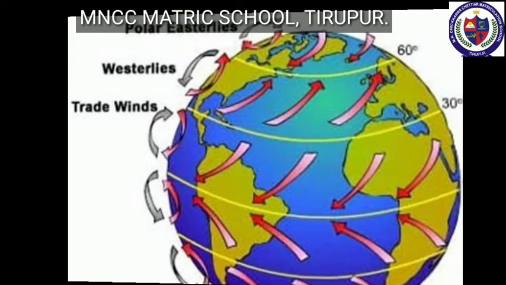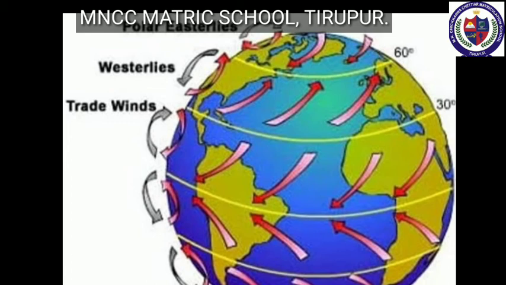Next topic, westerlies. Westerlies are the permanent winds that blow from the tropical high pressure belt to the subpolar low pressure belt in both the hemispheres.